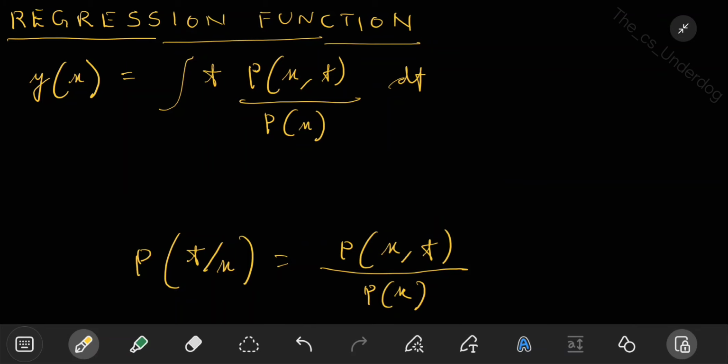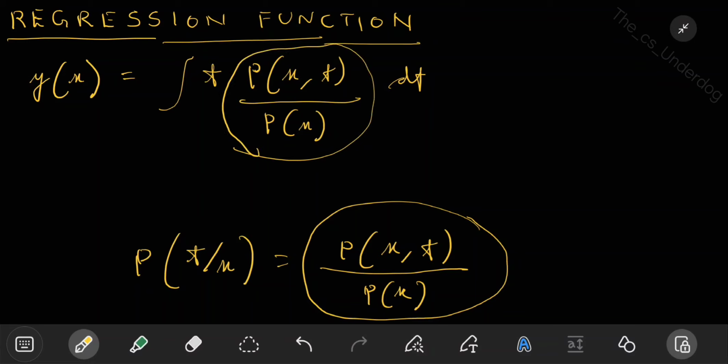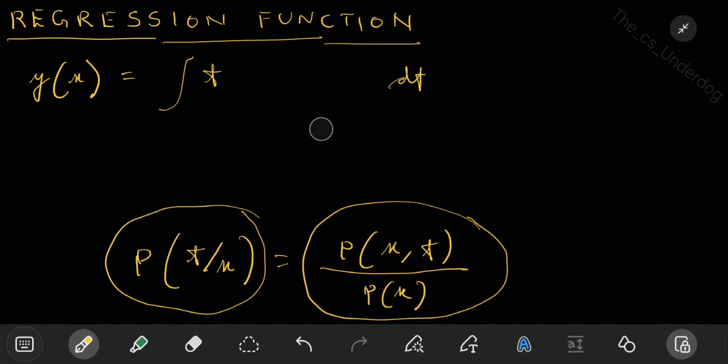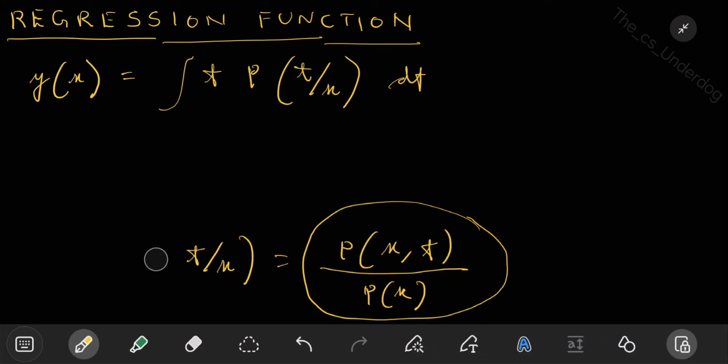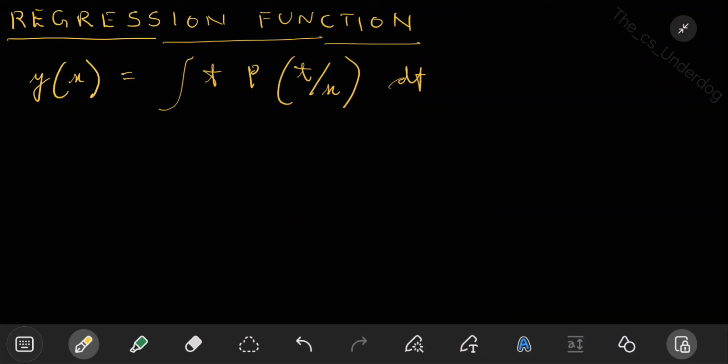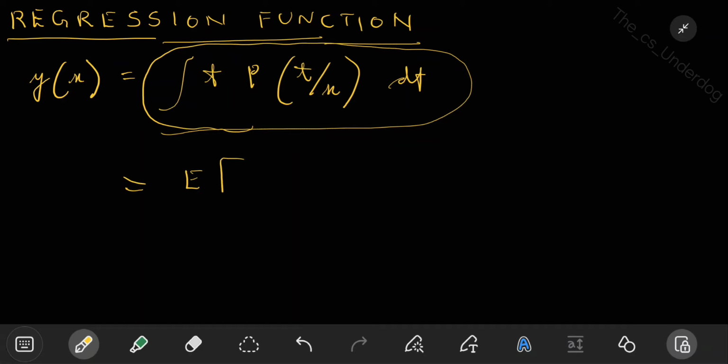Now this term, p of x t divided by p of x, is the same as what you see here. So this can be substituted with p of t given x. So now my y of x has become the integral of t into p of t given x dt. And what is this integral of t into p of t given x dt? This is in the exact form of expectation, that is, expectation of t given x.